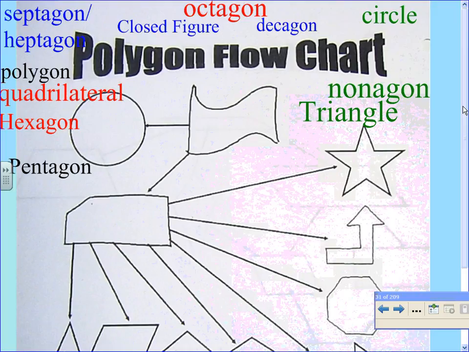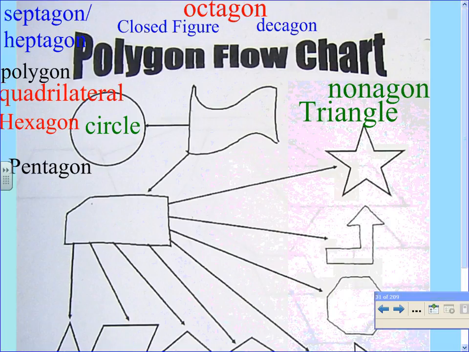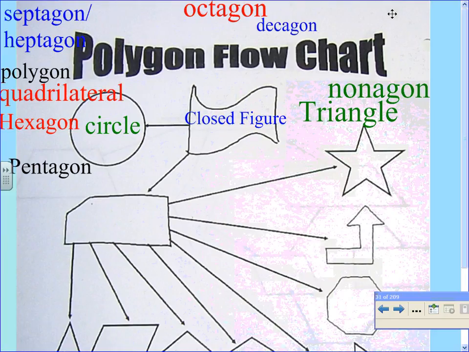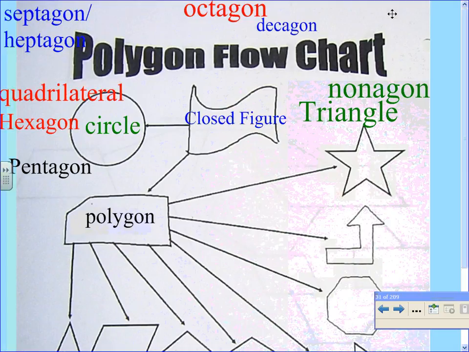Nope, this should be closed figure. Closed figure. Let's go here next, Mary. Good. Okay, good, thank you. Here, polygon. So a circle is not a polygon, so a circle's first. Closed figures next because all polygons have to be closed. So then that points to polygon.